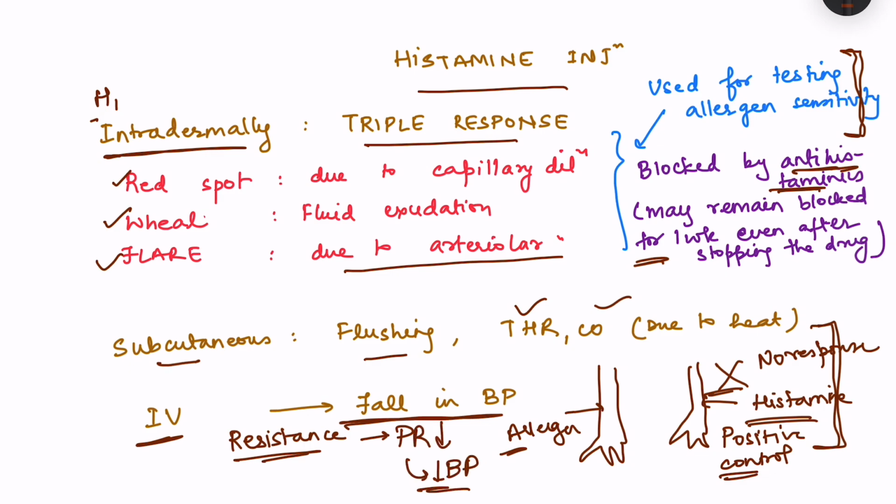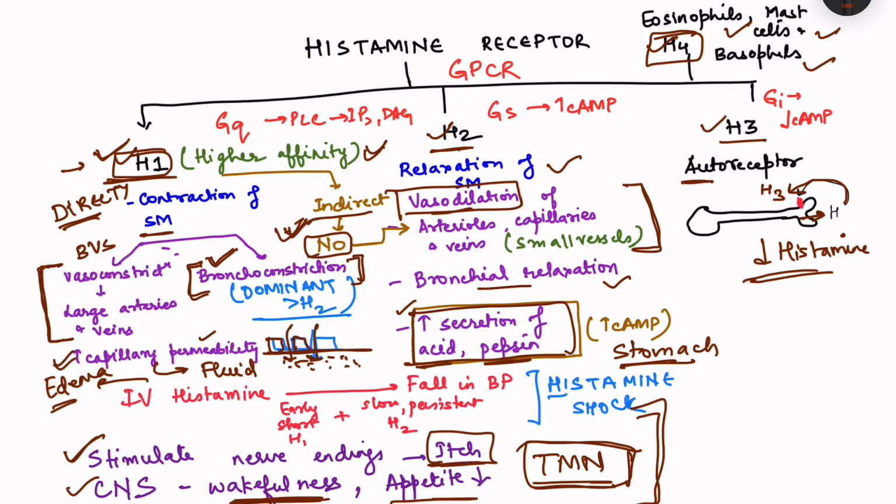Now, in this slide, we have seen that the H1 receptor acts by releasing nitric oxide. This is a much faster action compared to the H2 action. So when we give IV histamine and there is a fall in BP, the early short action is due to H1 receptor stimulation, and after that there is a slow persistent fall in BP due to H2 receptor stimulation. Okay, so that was about the actions of histamine and how histamine acts through stimulation of various receptors.